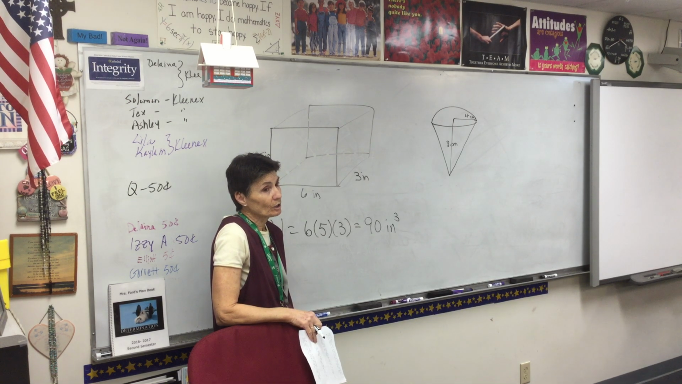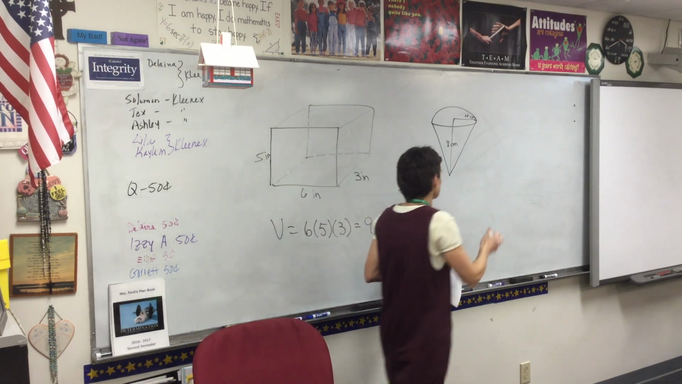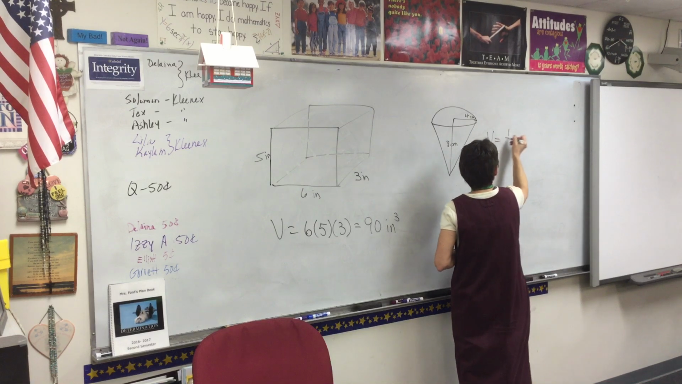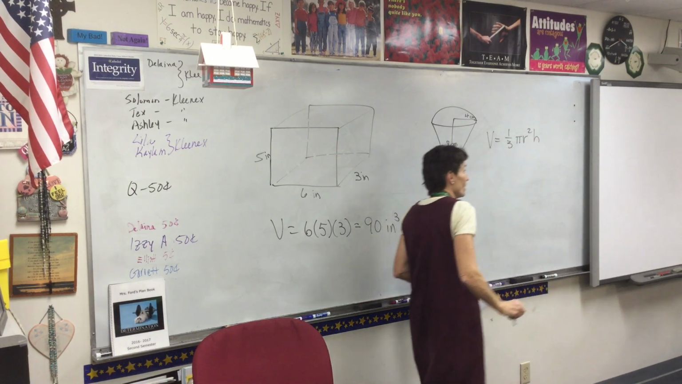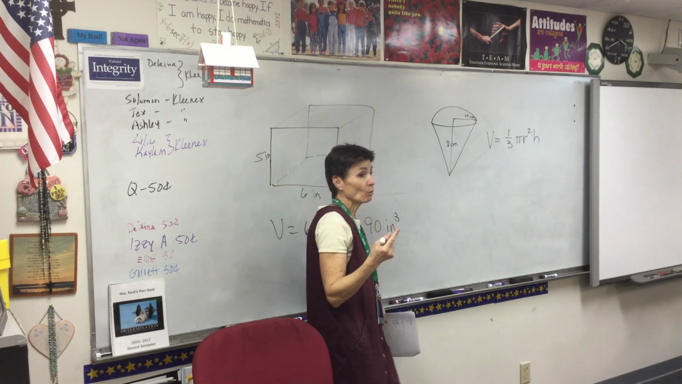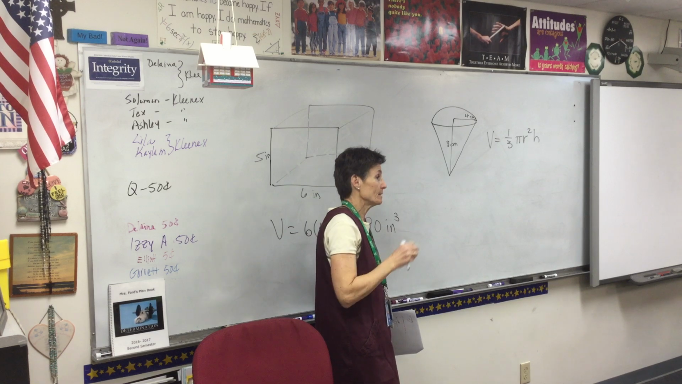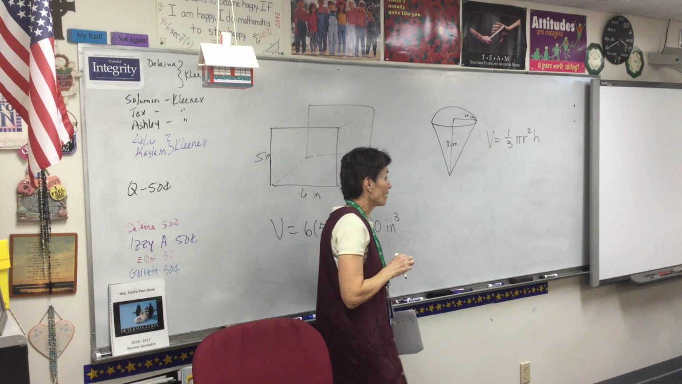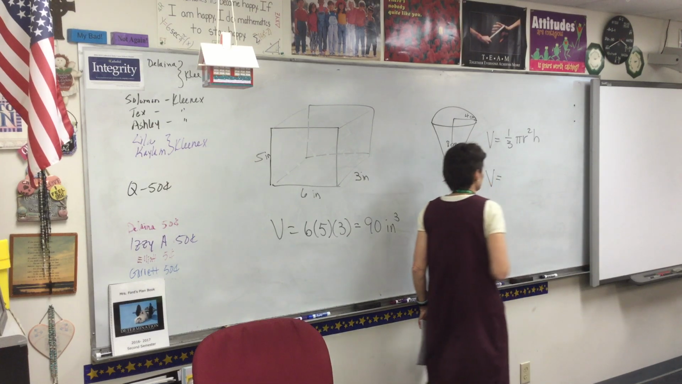Okay, you are so close. It's 1/3 pi r squared h. That's exactly right. So your volume is 1/3 pi r squared h, where r stands for radius and h stands for height. So it doesn't get any easier than this, kids.